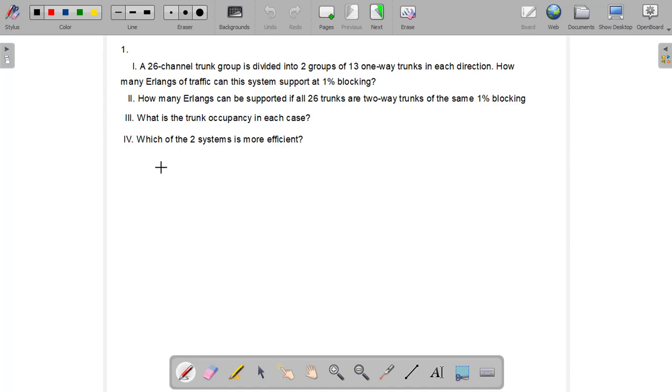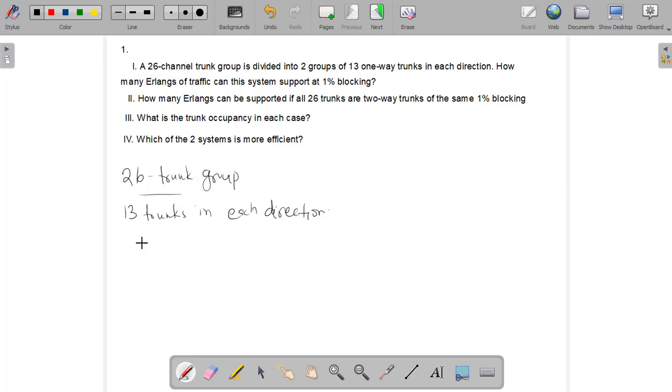As you can see on the screen, a 26 channel trunk group is divided into two groups of 13 one-way trunks in each direction. How many erlangs of traffic can this system support at 1% blocking? In the question, we have a 26 channel trunk group, and the question tells us that this system has been divided into two groups of one-way trunks. So we have 13 trunks in each direction. The first one is asking us how many erlangs of traffic can this system support at 1% blocking.